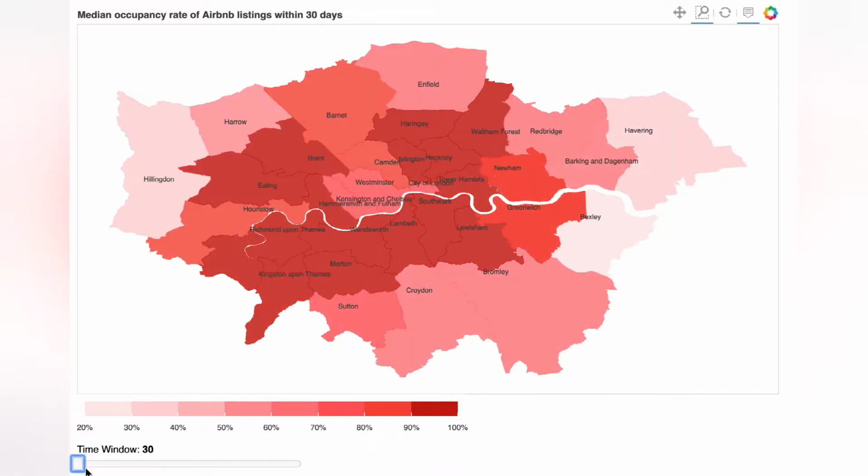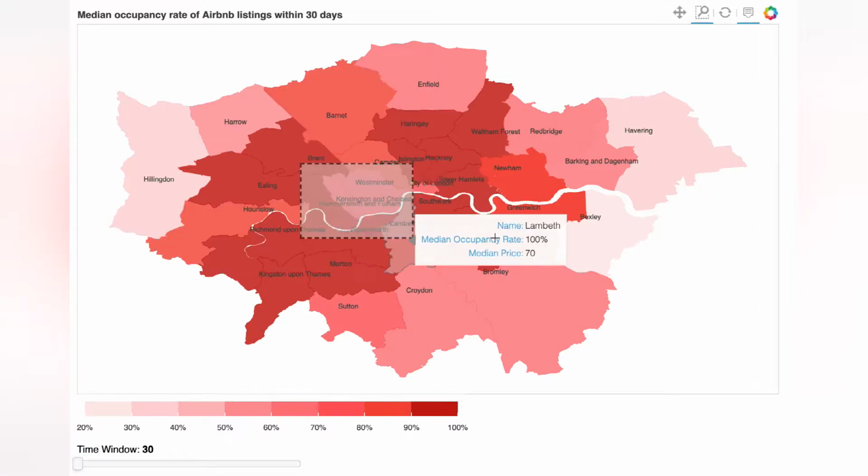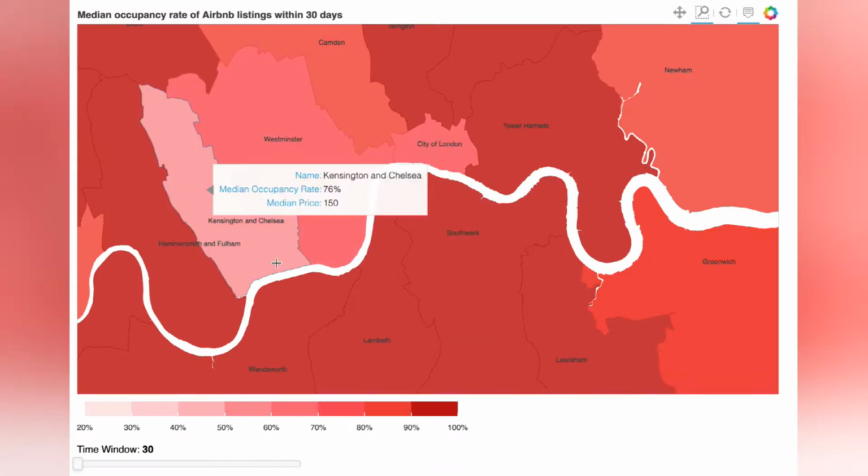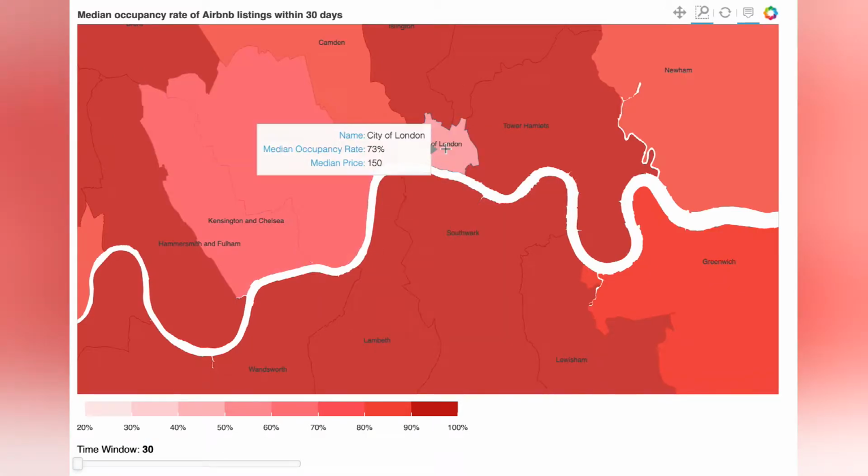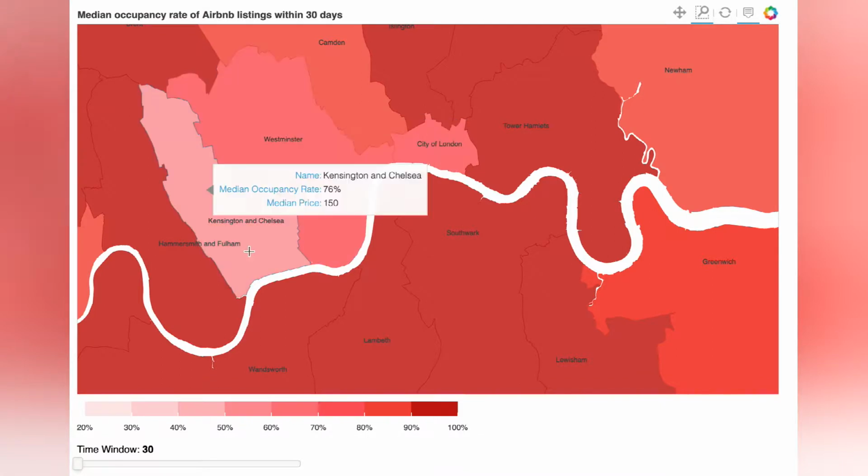Generally, the occupancy rate for the whole area of London is very high in the 30-day time window. But surprisingly, the occupancy rate for areas like Kensington, Westminster, and the City of London is not very high. This could be caused by their high price. As we can see here, the median price for those 3 areas is very high, which is around £150 per night. So users might prefer more affordable areas nearby.